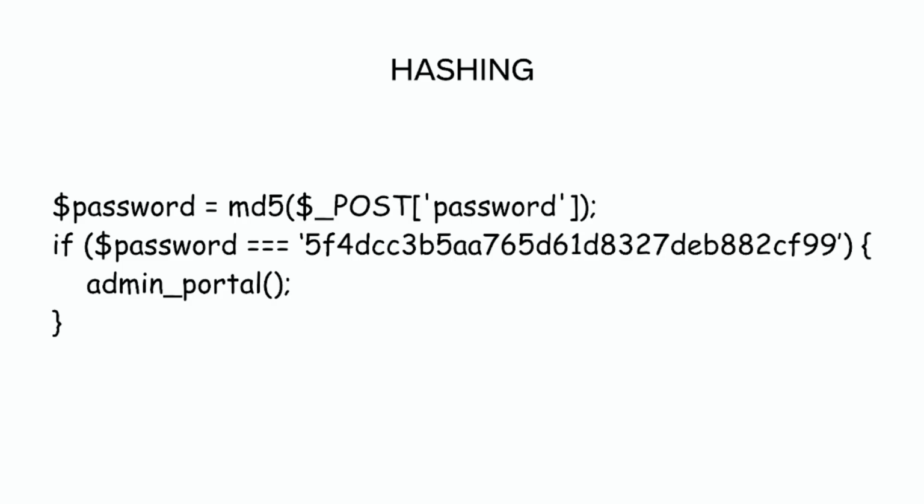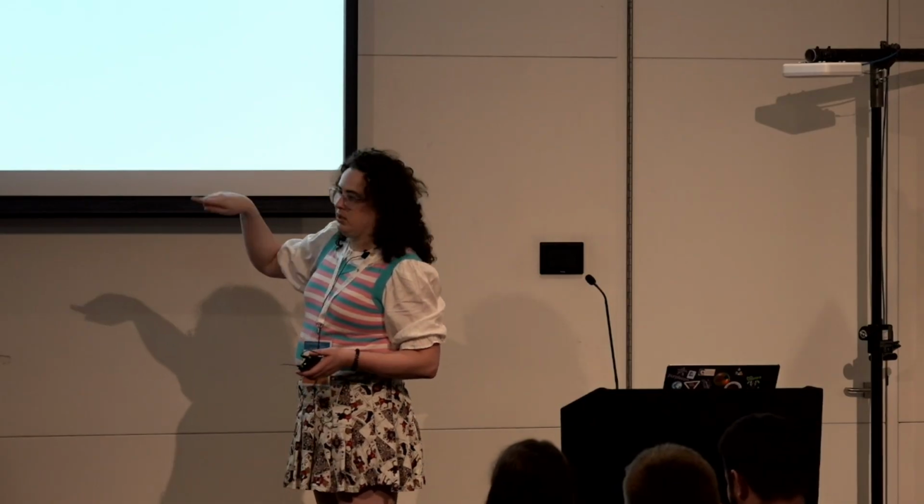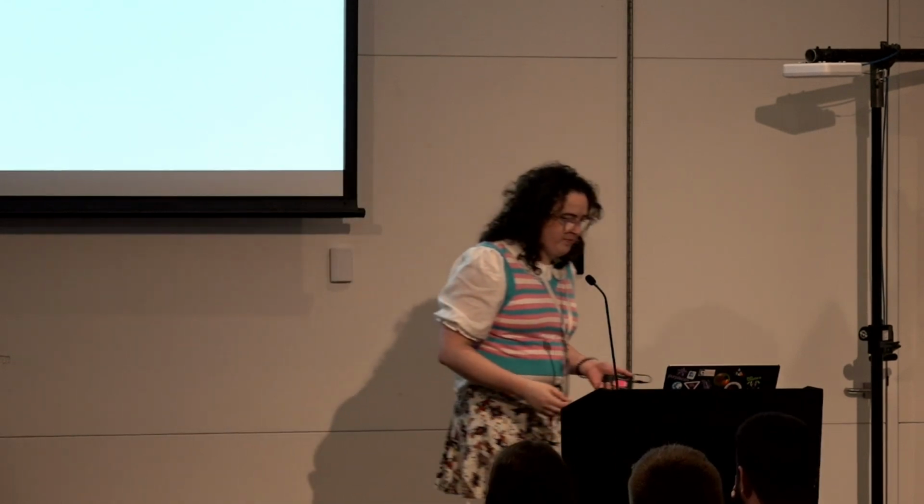Just as a tangent, because I love tangents, there's a thing in PHP that if the hash of something equals something that starts with 0e, PHP will then interpret that string as a float and convert to 0. Who thought that was a good idea?